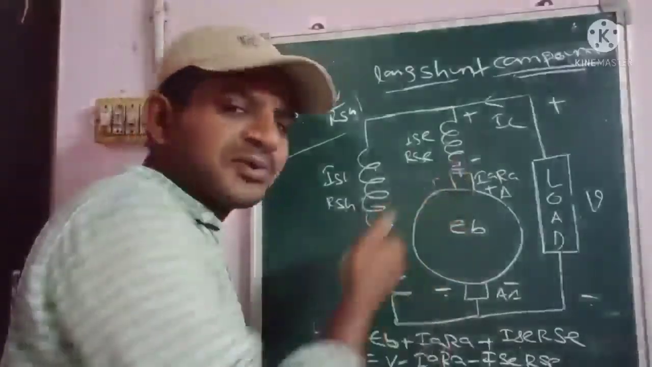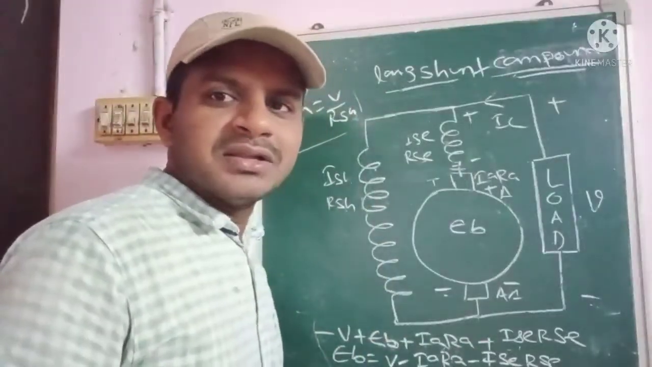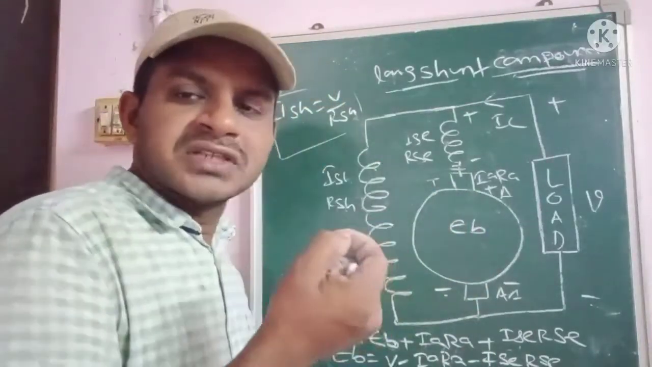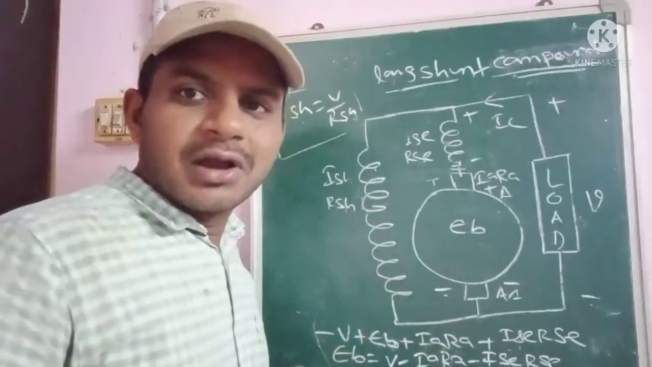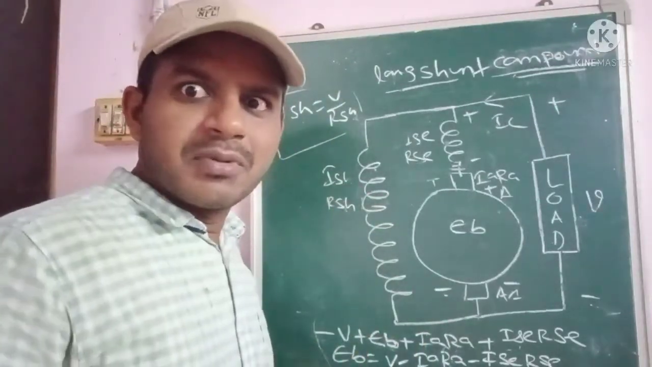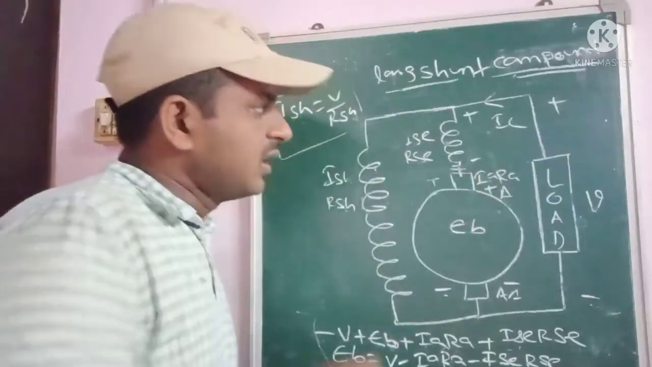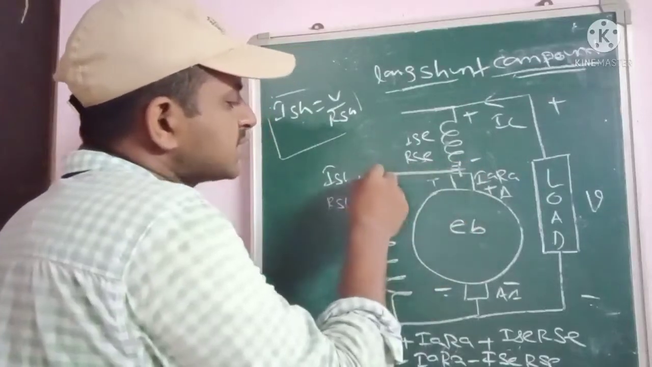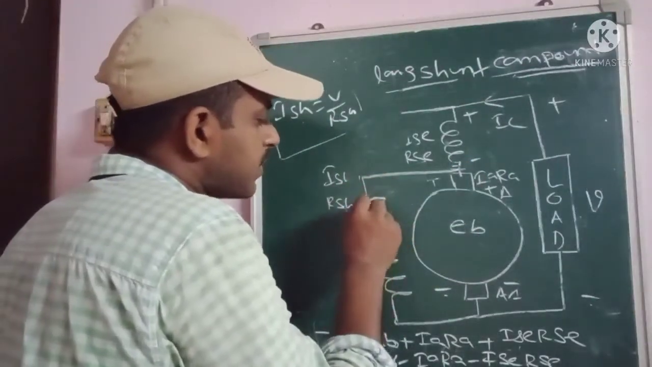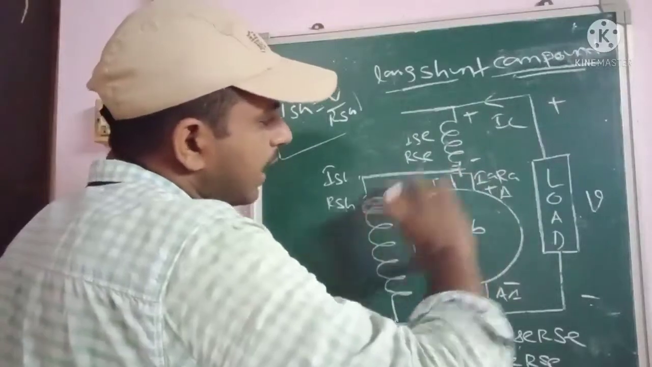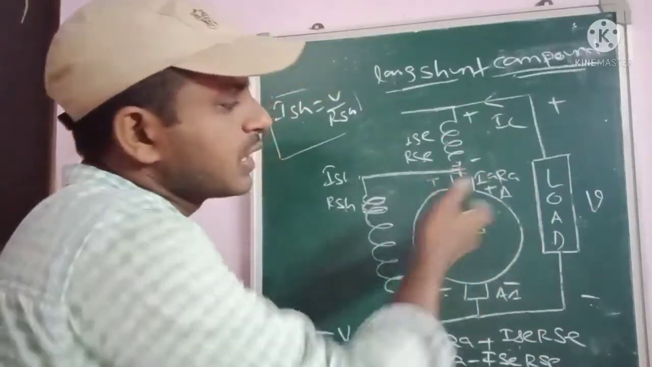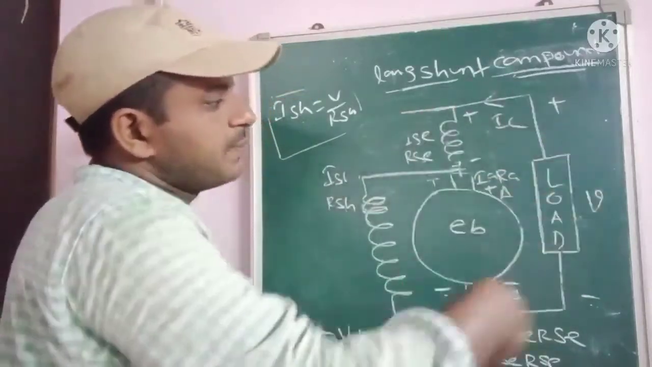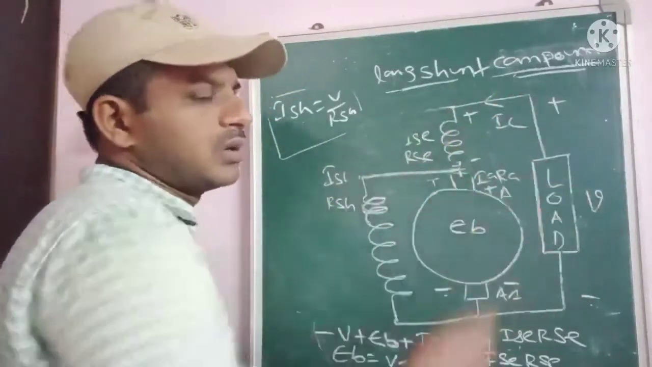If you want to go for the short shunt compound motor, then with a small modification of the long shunt compound motor we can get the short shunt compound motor. Here, for example, if the field winding is connected across both armature terminals, then we get the short shunt compound motor. So this is the representation for the short shunt compound motor.